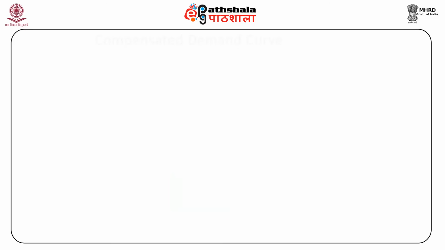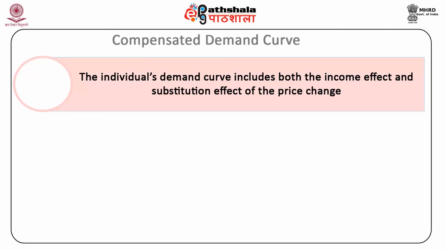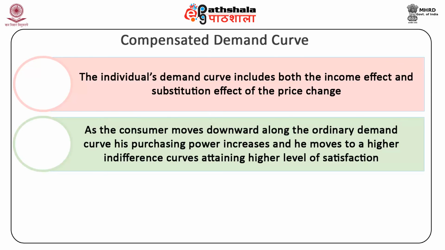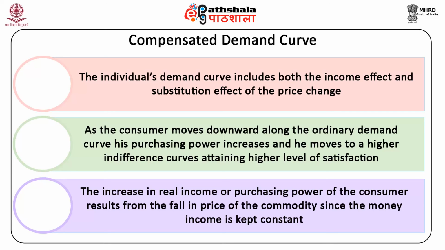In the previous section, we discussed the derivation of the ordinary demand curve for an individual consumer from the price consumption curve. We saw that the individual's demand curve includes both the income effect and substitution effect of the price change. As the consumer moves downward along the ordinary demand curve, his purchasing power increases and he moves to a higher indifference curve, attaining a higher level of satisfaction. The increase in real income or purchasing power of the consumer results from the fall in price of the commodity, since the money income is kept constant.